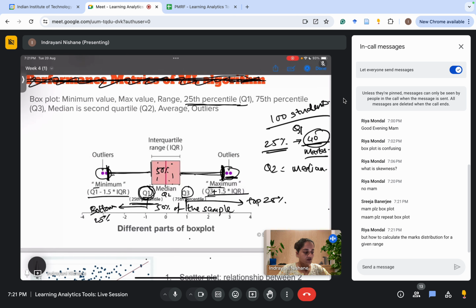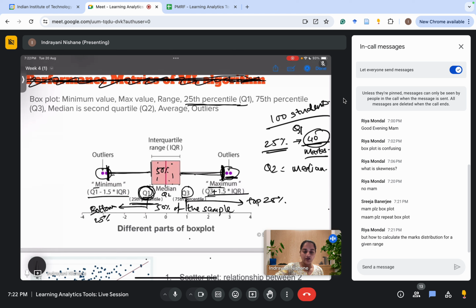Okay, so Q1 is the first quartile, like the bottom 25th percentile of students. So if we have 100 students, and we arrange the data of 100 students based on their marks in ascending order, the lowest 25 students will fall here, and the marks of the 25th student will give us the quartile 1 or Q1 value. Now 25 students are out, what happens to the next 25 students?